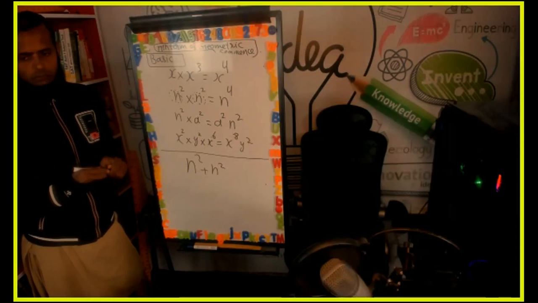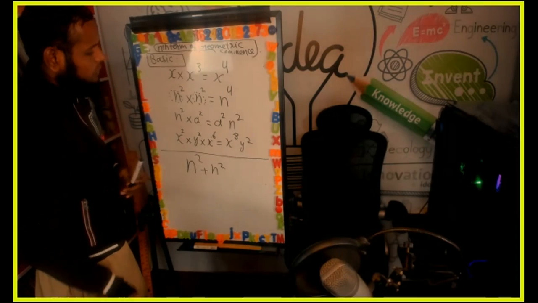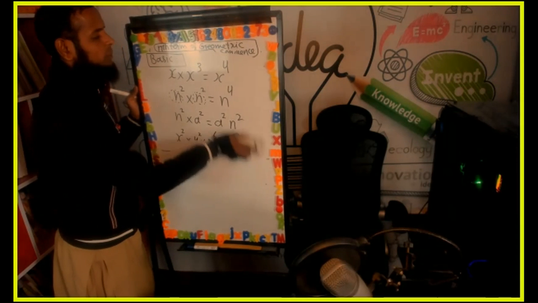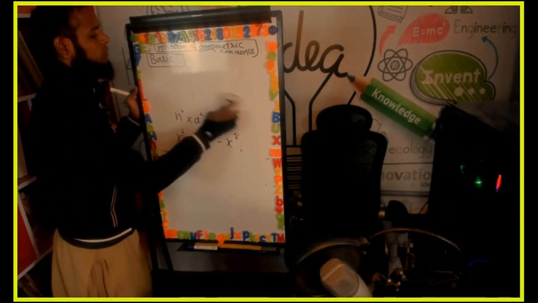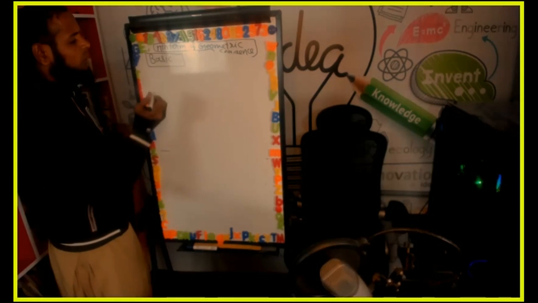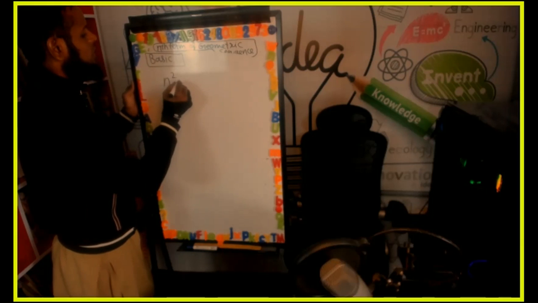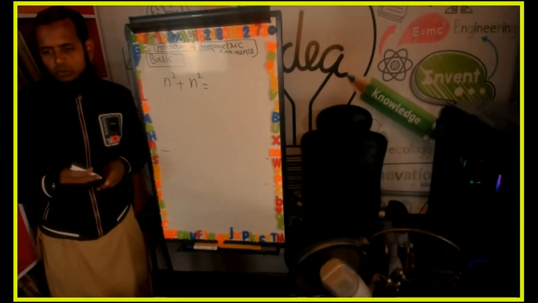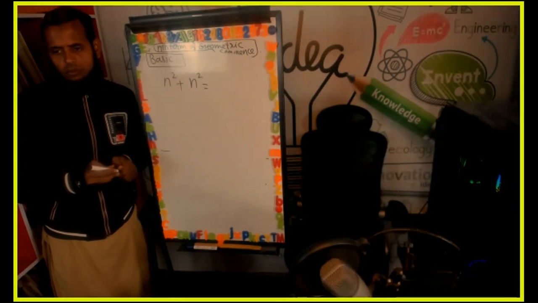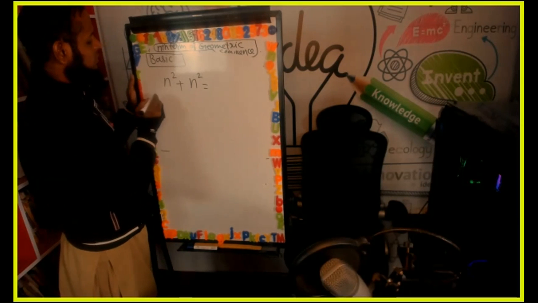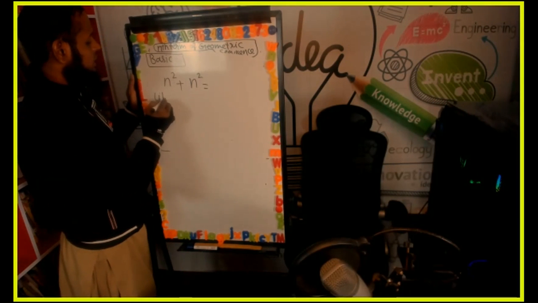Okay, finished. Now understand the concept when there are variables. When there is addition and subtraction in variables, how can we add or subtract? n square plus n square. Can you guess the answer? No. In case of addition and subtraction, first you understand like terms. What are like terms?